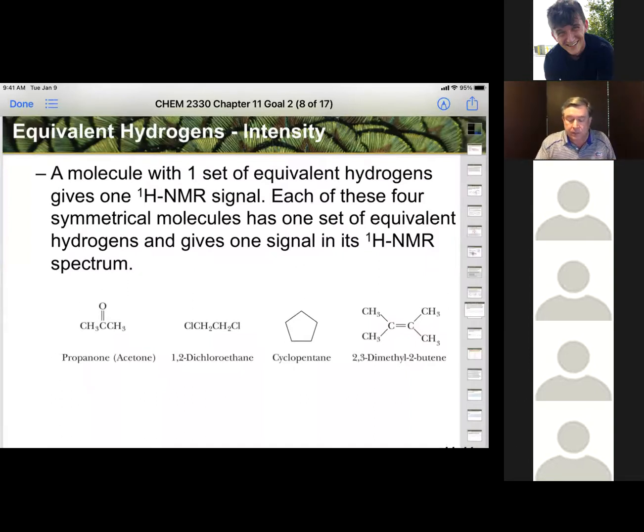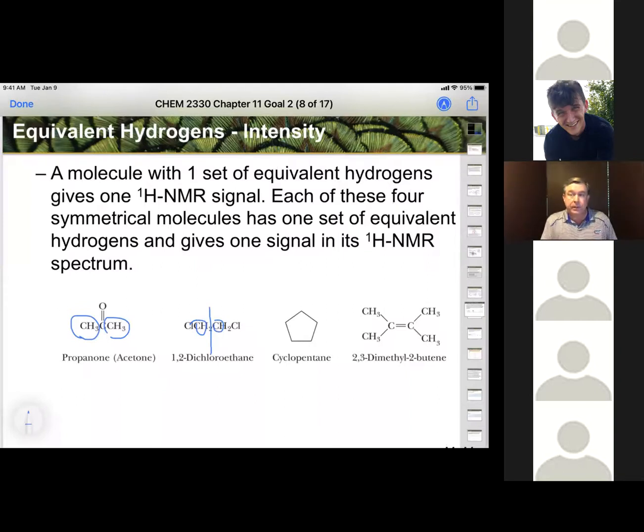So let's look at these and see about equivalency here. This methyl group is exactly like that methyl group, so they're the same. It's going to give one signal. Anytime we have symmetry right here, those are going to be the same as those. They have symmetry, they are the same compound, they have one signal. This symmetry, oh, hand raised, yes.